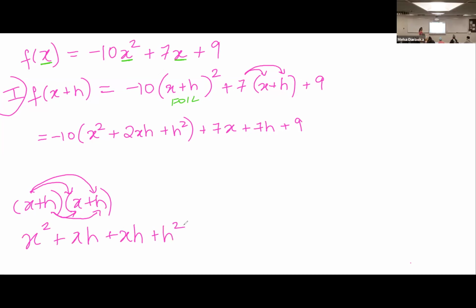So again, those two middle terms are the same terms. So that's xh added with xh, and they of course add to 2xh. Okay, so that's how that guy comes out to be.